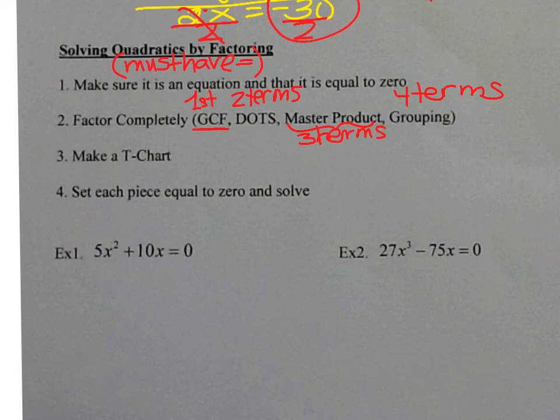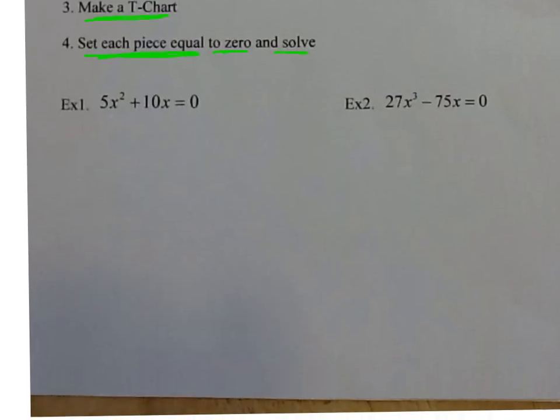Okay, after you get it factored completely, you're going to make a T-chart. Okay, you're going to separate your factors. You're going to set each factor, each piece equal to 0, and then you're going to solve it. So once we do this, you'll remember this. All right, so let's take a look at the first one.